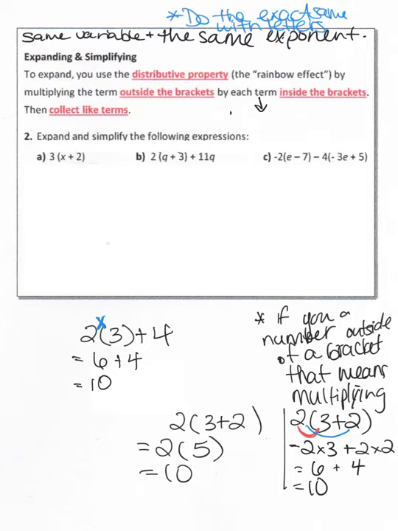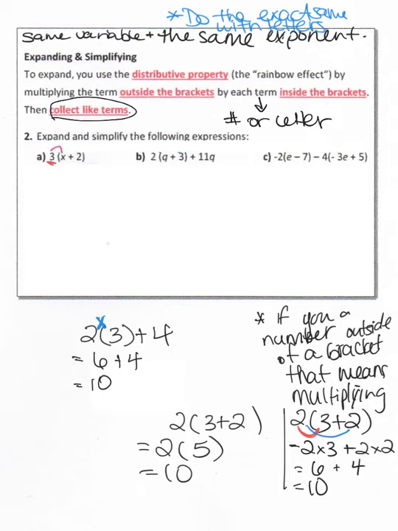Okay, so term just means number or letter that's outside of the bracket, and then we're going to multiply it by everything inside of the bracket, and in our final step here, we are going to collect like terms. All right? Okay, so let's look at this first example. In my first example, I have a 3 outside of my bracket here. And we're going to multiply it. We're going to make that rainbow by multiplying it by everything inside of the bracket.